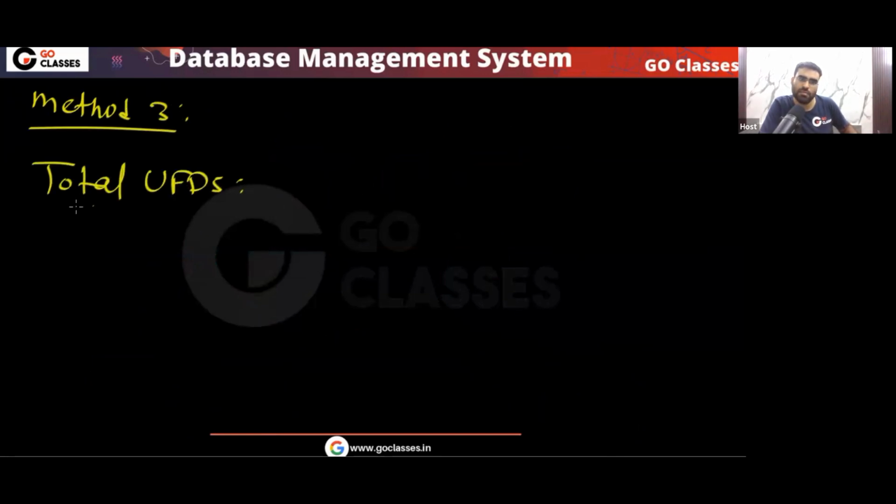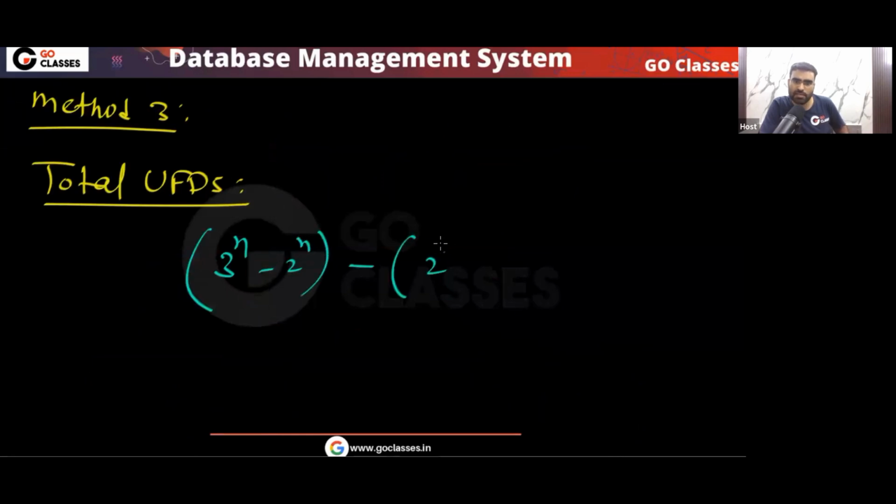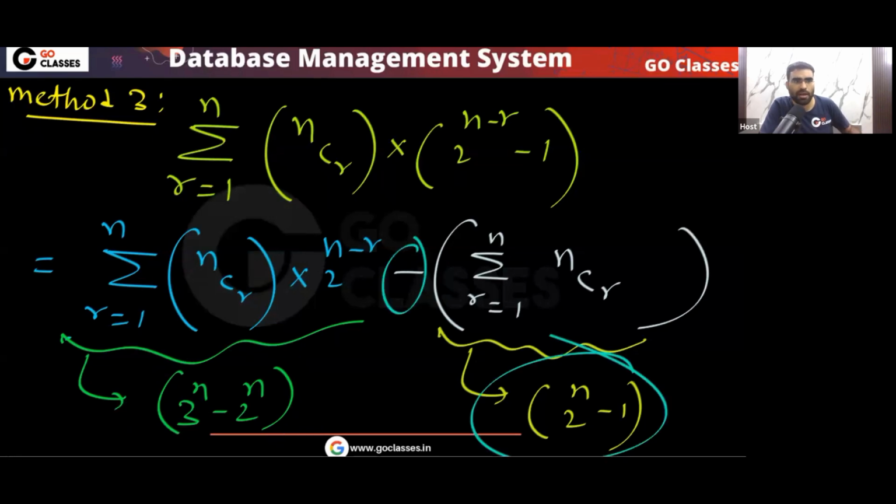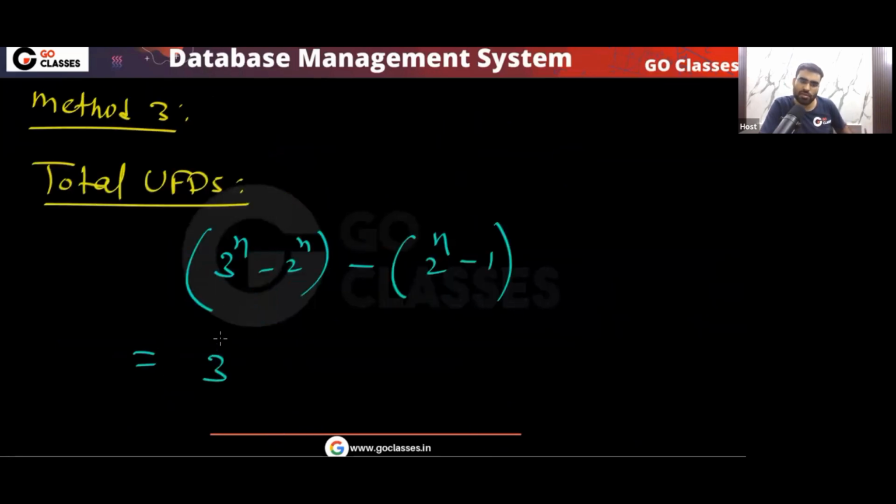So in method number 3, what is your answer? In method number 3, the total number of useful FDs will be equal to 3 power n minus 2 power n minus 2 power n minus 1. Yes or no? So what you got: 3 power n minus double of 2 power n, that is 2 power n plus 1, minus 1 plus 1 plus 1. Okay, plus 1. Is this clear? This is your final answer.